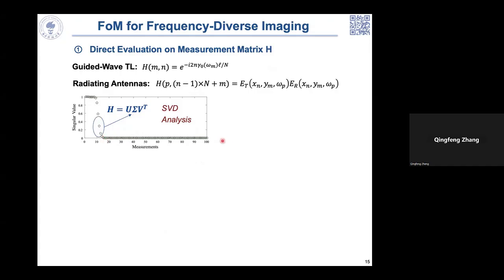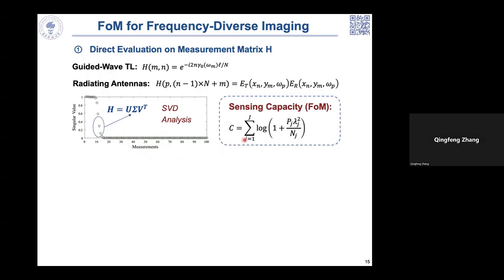So this means although you have 100 different measurements, the effective measurement number is only 15. Most of these measurements are redundant. They have zero singular values. So we can use this SVD analysis to evaluate the effective number of measurements for the electromagnetic structure.